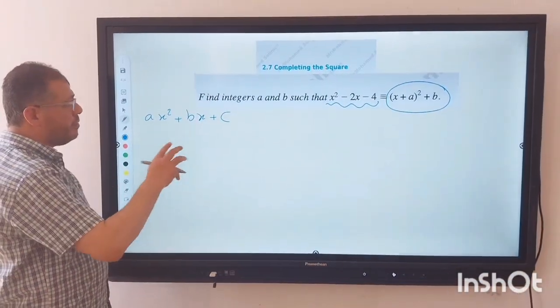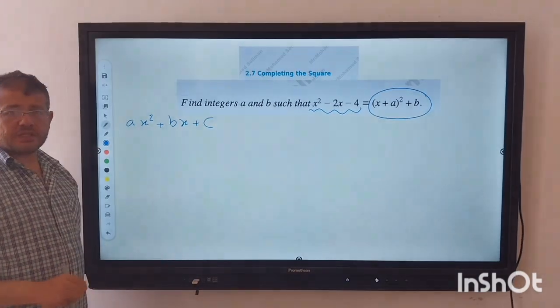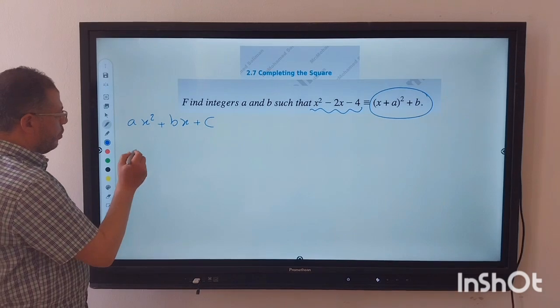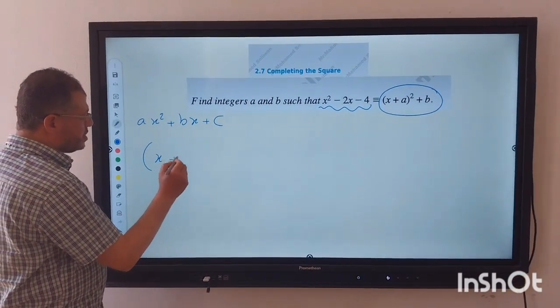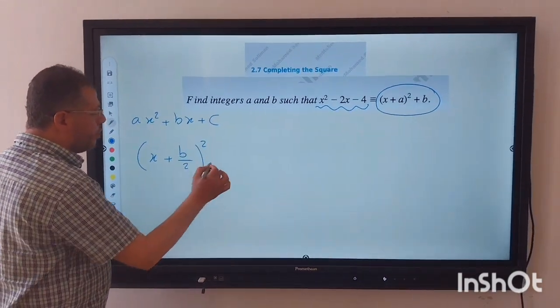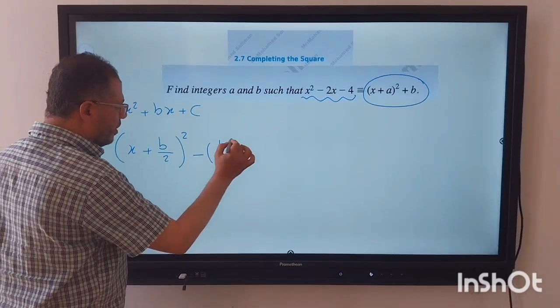You have to arrange it, or make sure your equation is written like this. What is the second step? You have to plug in the values in this form. What is the form? The form here is (x + b/2)^2 - (b/2)^2.